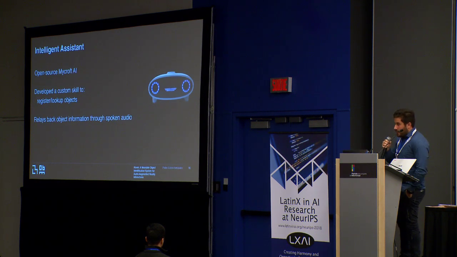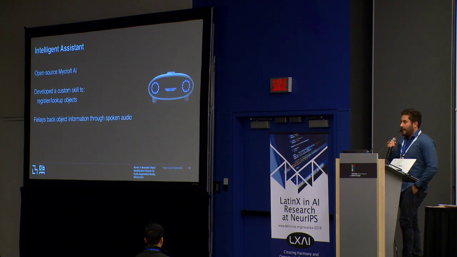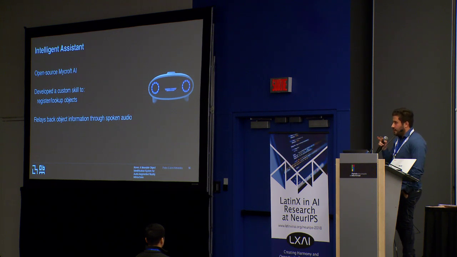And for the intelligent assistant that I mentioned, I used Mycroft. You can quite literally find this on the web. And Mycroft has a similar structure to Amazon's Alexa in which you add in skills that it learns. And for this project, I made two skills, one to register objects onto the system and one to look up objects from the system. And with Mycroft, you can also engage the user in conversation.